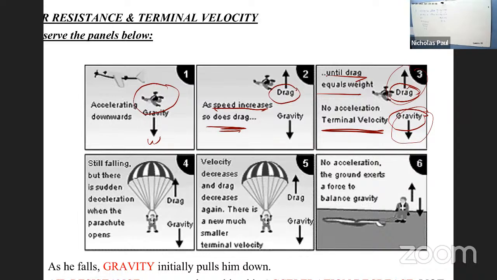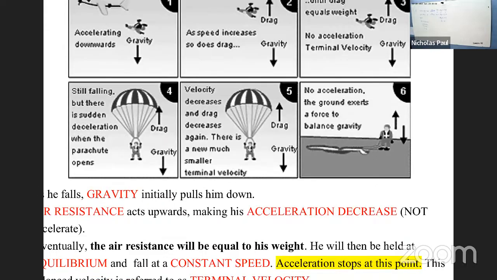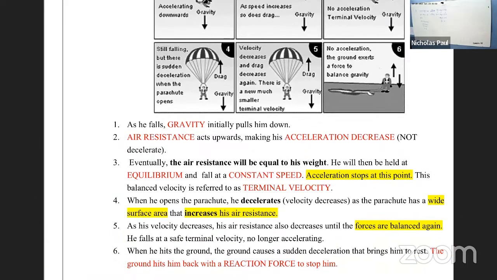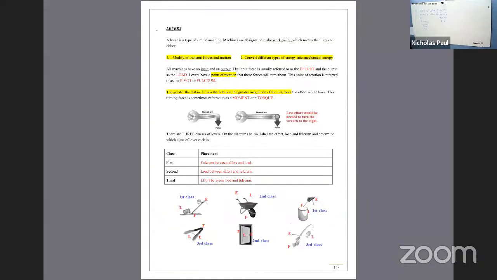And then of course, when he turns on the parachute, which one is larger, the drag or the weight? The drag. The drag becomes larger and he goes down slowly until he reaches the ground, hopefully safely on the ground, right? So those are examples of terminal velocity and the forces on them. We'll talk about force a little more later on.